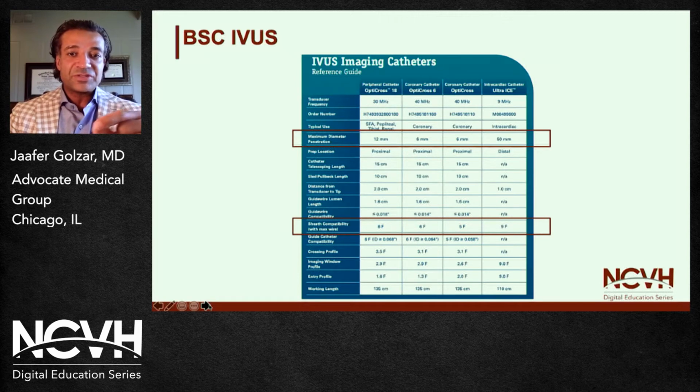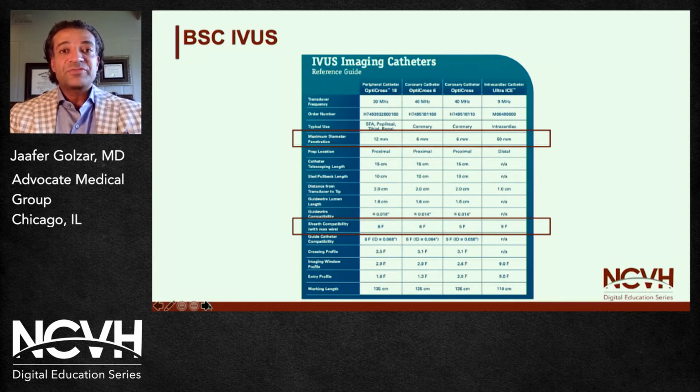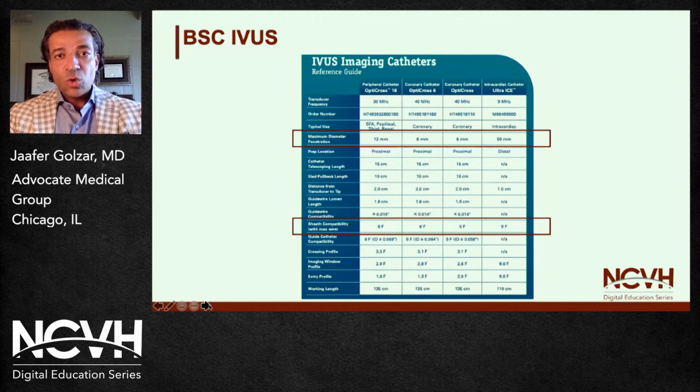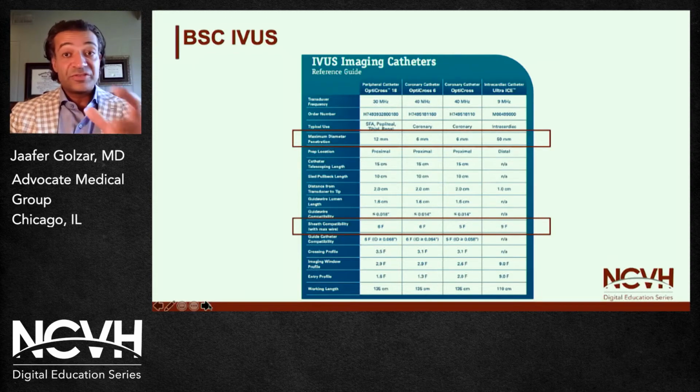Now, this is the one that's actually made by Boston Scientific, as you guys know, and there's multiple different sizes that will be able to visualize multiple different vessel sizes, including coronaries, peripherals, as well as intracardiac echo.